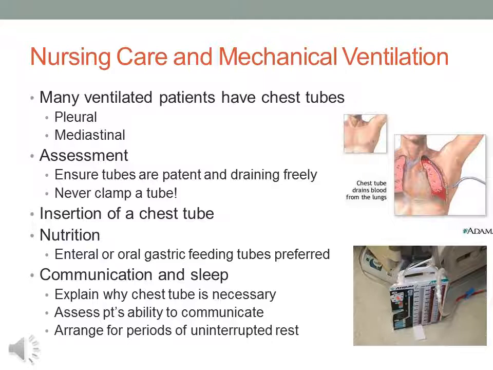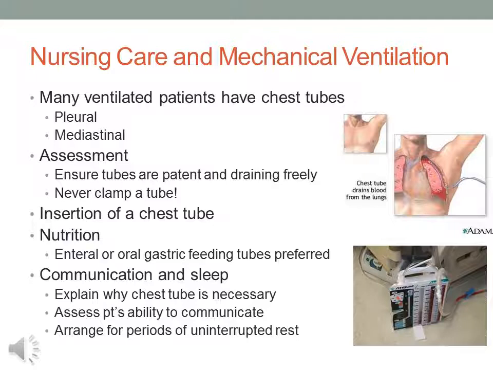Oftentimes, your ventilated patient will have a chest tube. And there's two kinds of chest tubes that you could see. The first is the pleural, and the pleural is inserted into the pleural space, and it's there to get rid of any kind of air or blood and allow the lung to re-expand. So you might see this with a patient with a pneumothorax or a collapsed lung, where we need to open up that space for the lung to be able to re-inflate.